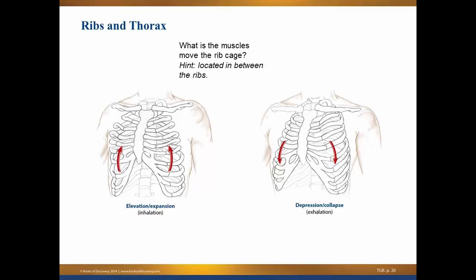Do you remember the muscles that are located in between the ribs? Those are called intercostal muscles. Ribs are also known as costals, so in between costals are the muscles in between the ribs. This is good stuff, right?